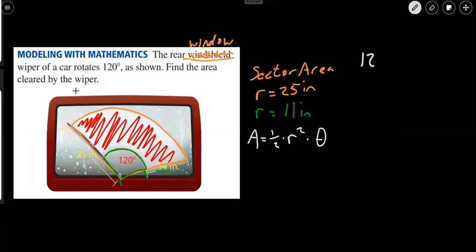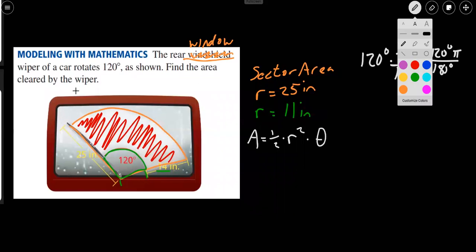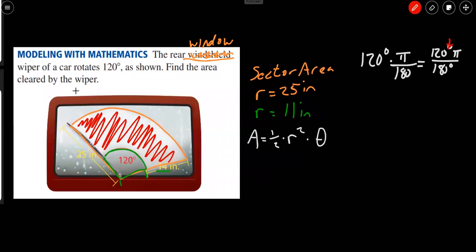Well, that's really easy to do. I want to convert 120 degrees to radians. I just multiply it by pi over 180. I end up getting 120 degrees times pi over 180 degrees. And then I get some nice cancels. The degrees cancel out, the zeros cancel out, and I end up with 12 pi over 18. 12 and 18 are both divisible by 6, so I get 2 pi over 3, or 2/3 pi. So that's my theta.